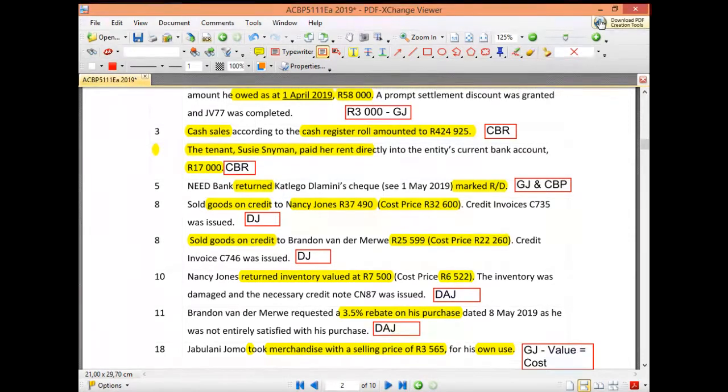Now on the 10th, Nancy returned some of the goods that she purchased on the 8th. Now they tell you what the value is. So they returned inventory of 7,500 and then the cost price they provided is 6,522. So what you do then is in your debtors allowance, we go capture that information. So we capture the 10th, we say it's Nancy Jones. Debtors control would be the 7,500.